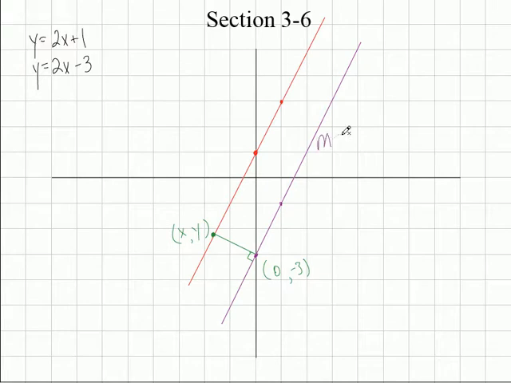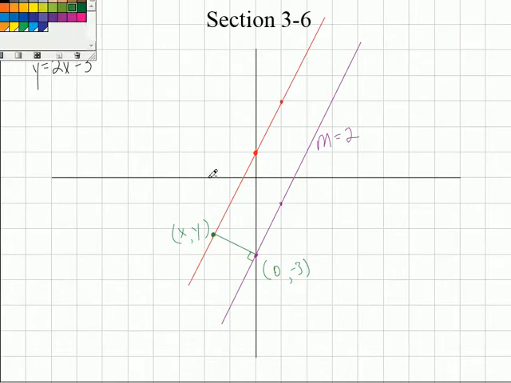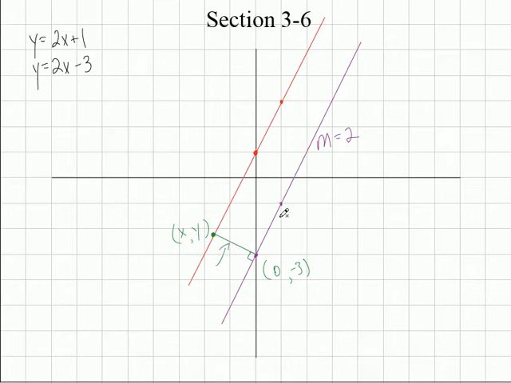I know the slope. What's the slope of that purple line? It's 2, okay? Well, big deal. How does that help me? Well, it helps me because that tells me the slope of this little green line right here. And what is the slope of the green line if the purple one is 2?